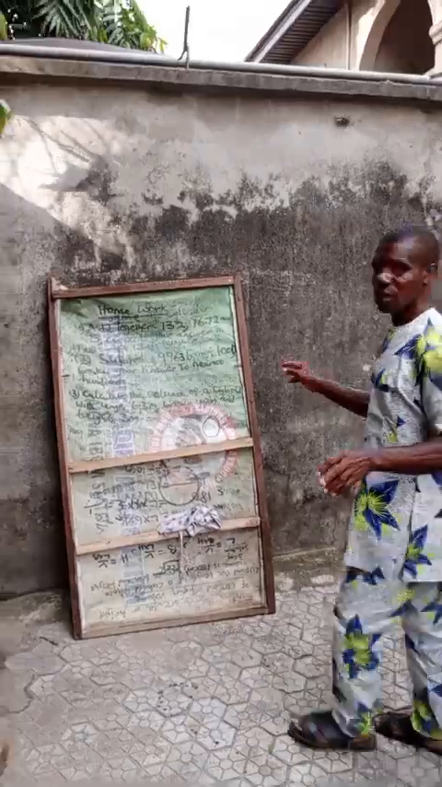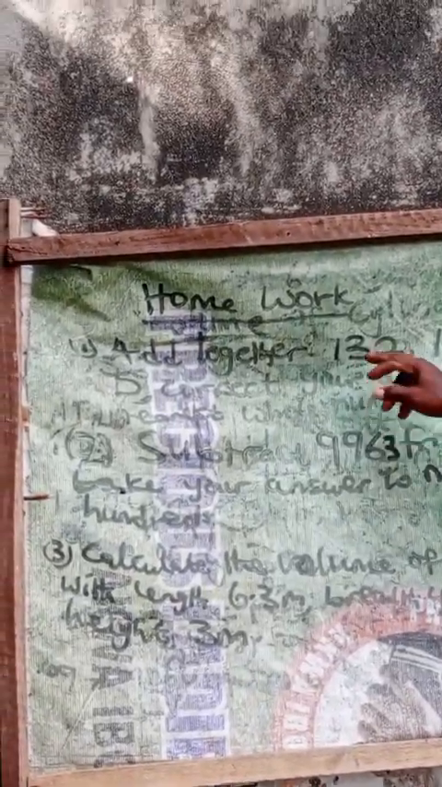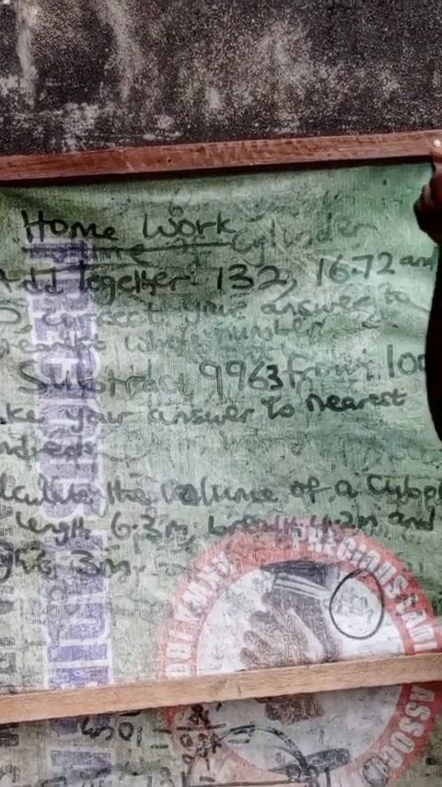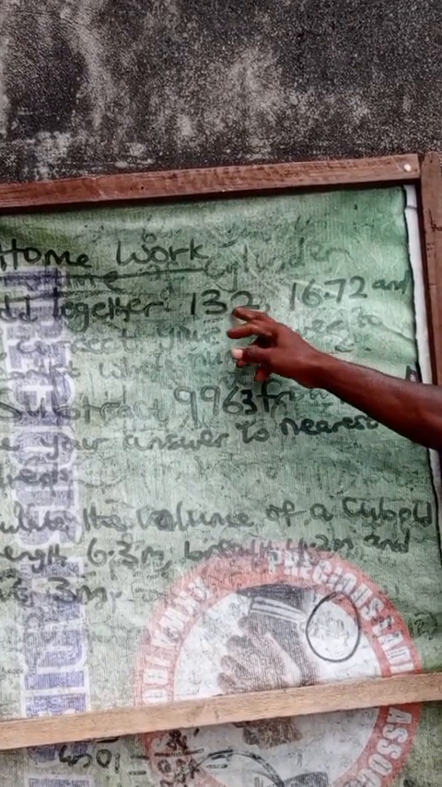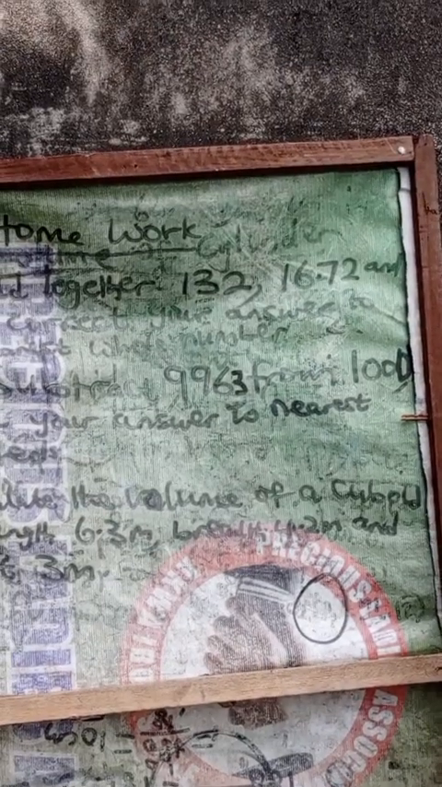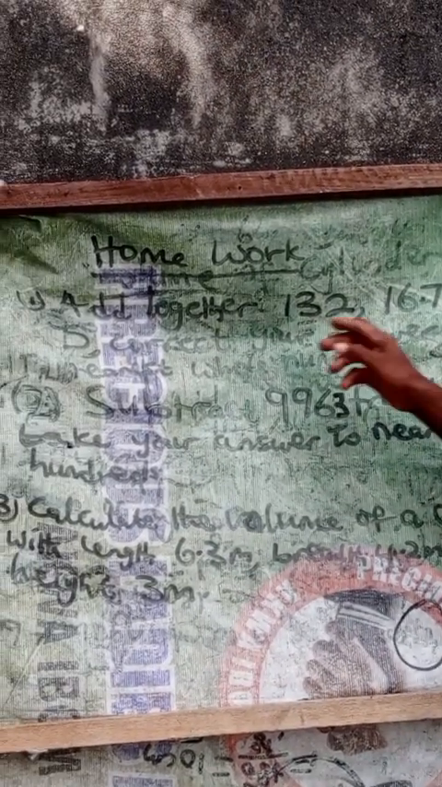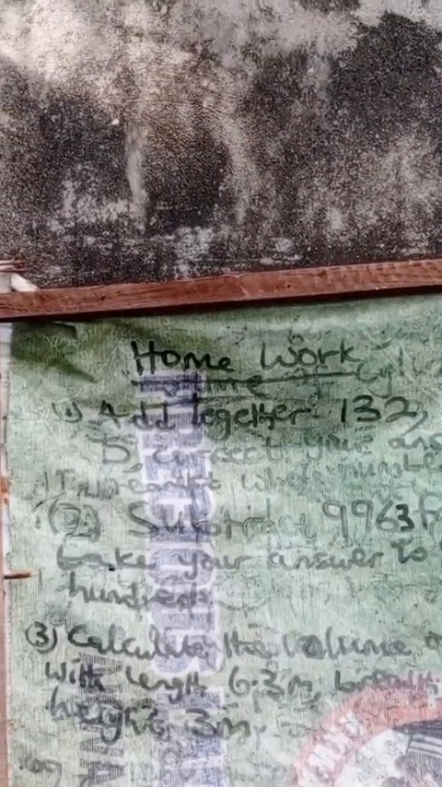Now, number one. You are to arrange the numbers under hundreds, tens, units, tenths and hundredths. This is 16.72, arrange it very well. Make sure you fix the decimal point where it is supposed to be fixed. Then the next number, 5, you arrange it. By the time you arrange them very well and fix the point, you add. After adding to get the answer, you leave your answer in the nearest whole number.